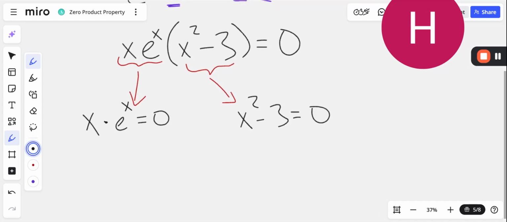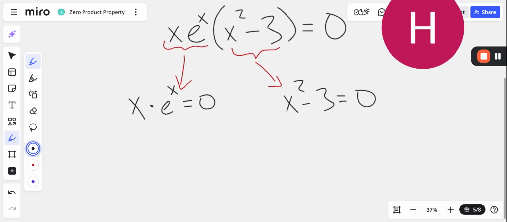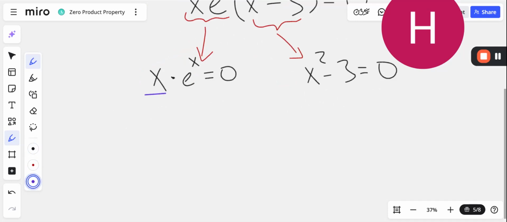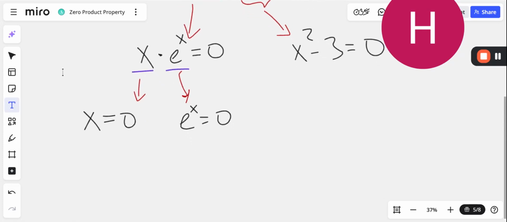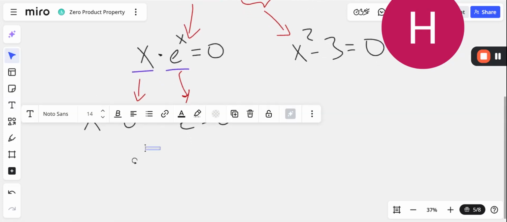So if each of these things equals 0, what have we just done? If you notice, this is another case of the zero product property. So what this means is that either x equals 0, that's totally possible, we don't even have to do any work to solve that, or e to the x equals 0. And here's a very important feature about exponentials that you need to know, just to remind you.